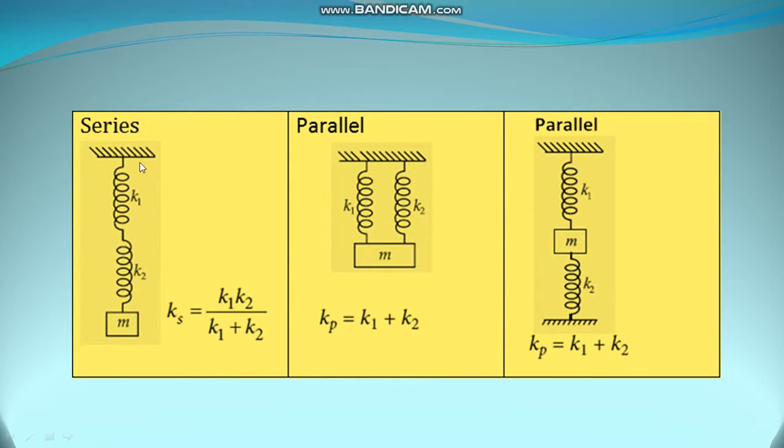When two springs are connected in series, and spring constants are also different, k1 and k2 here, then you are getting effective spring constant k1 into k2 divided by k1 plus k2. If we are connecting in parallel, then you are getting k1 plus k2.